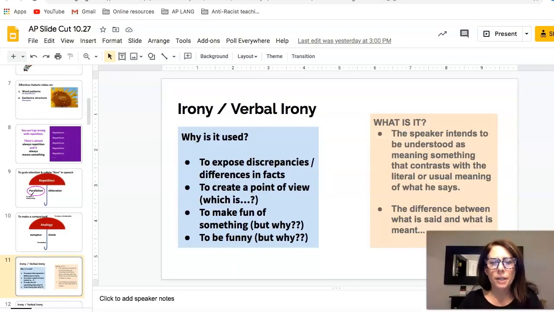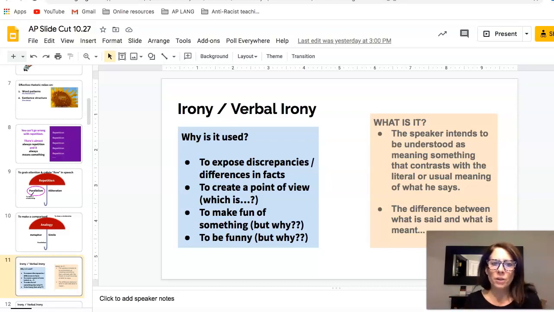Irony and verbal irony. Verbal irony is what we're going to notice a lot in rhetoric because it is the art of speaking and putting language together. Why is irony used? Well, first of all, what is it? It is the difference between what is said and what is meant, what the speaker means, or it is the difference between what is said and reality. There is that gap that leaves the audience kind of questioning or may draw them in and pay attention more.